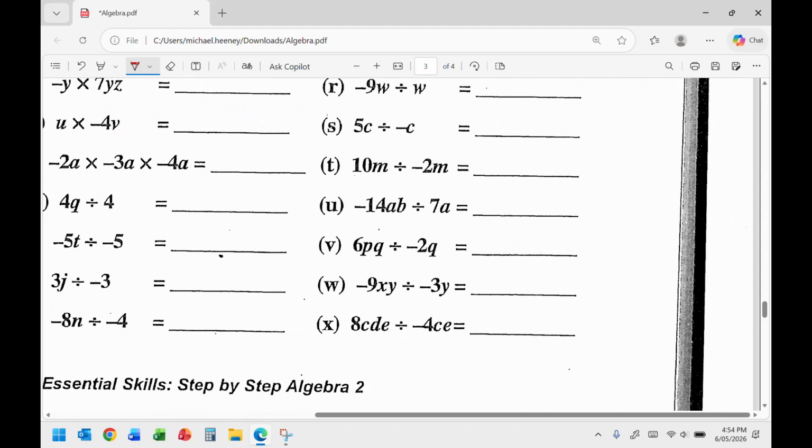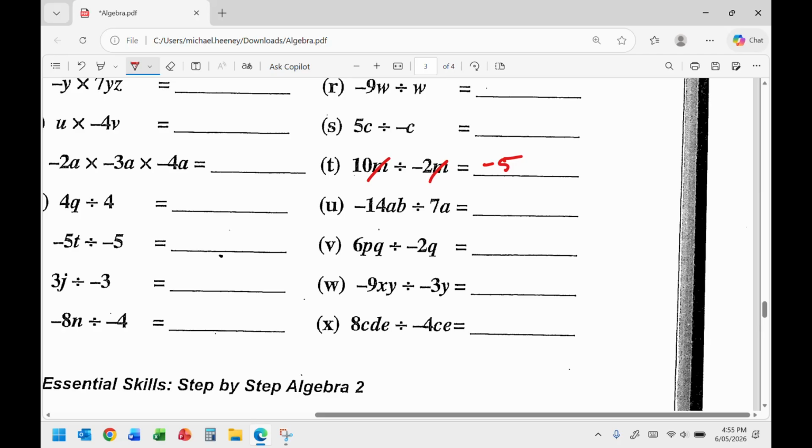Jumping over a bit, what have we got? 10m divided by negative 2m. Well, same deal. Do the numbers first. 10 divided by 2 is 5, but there's a minus in there, so that's going to be minus 5. What letters do I have? Well, none, actually, because that m is going to cancel out that m, and I'm not going to have any m's left. So just minus 5 for this one.